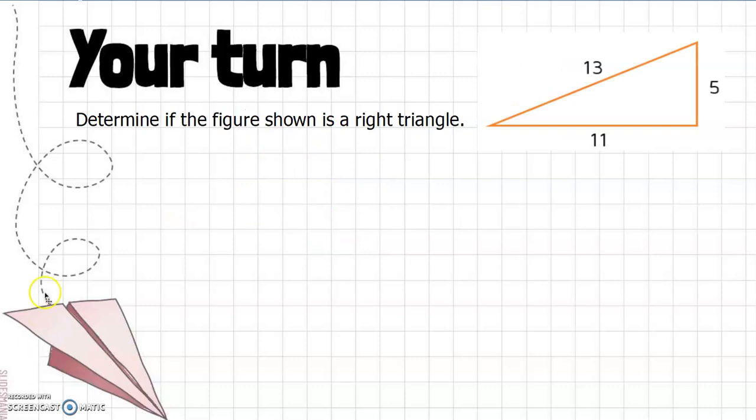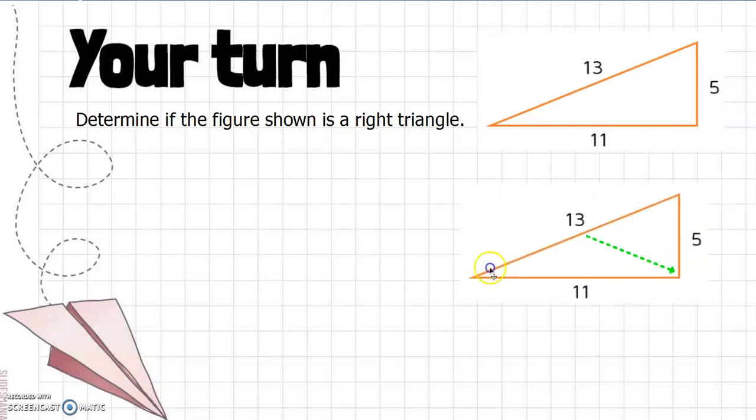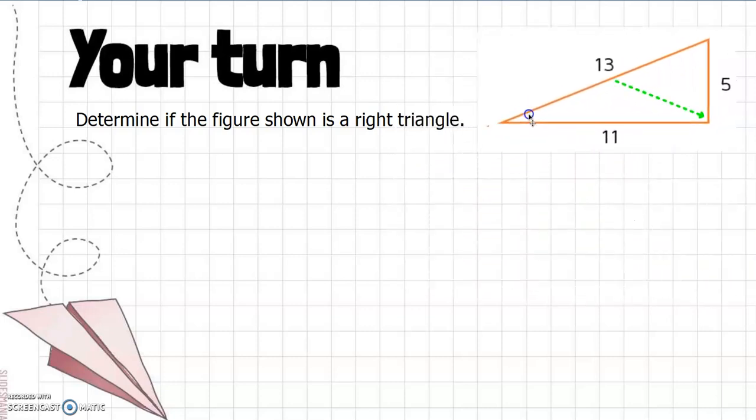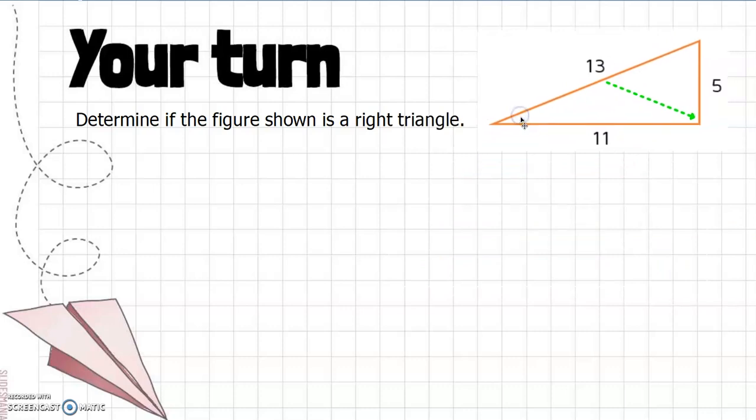Here's one more. Determine if the figure shown is a right triangle. Pause the video to determine if this triangle is in fact a right triangle. All right, let's see if you got it correct. First thing I would do is identify which one would be my hypotenuse. Well, I know the longest length would be the hypotenuse because it's always the longest side, which would mean this would be my right angle. So we're going to act as if it is.